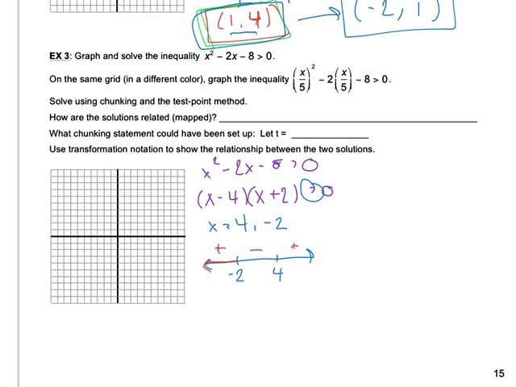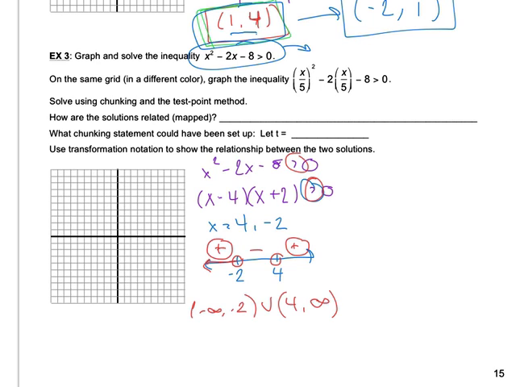Which intervals do we care about? The ones that are greater than 0. So our solutions to this inequality are anywhere on these two intervals, which is anything from negative infinity to negative 2. Now I'm not including negative 2 because it was strictly greater than. Union, not including 4, to infinity. Those are our solutions to our original inequality right here.